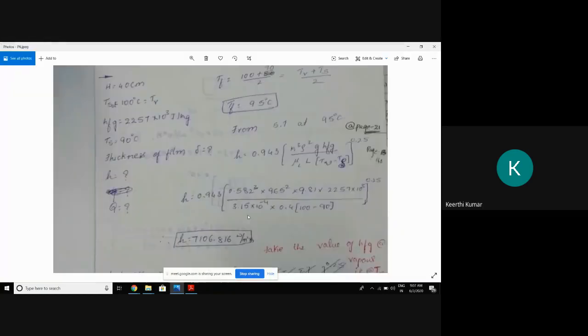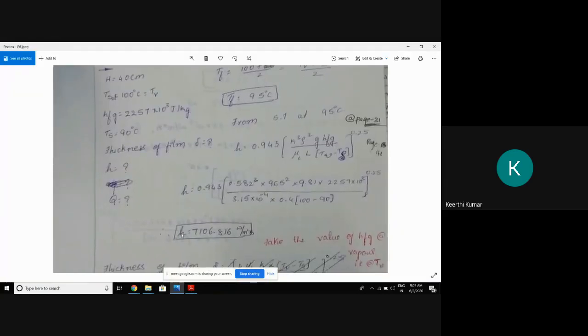Next, 0.943, the mu of liquid, length of the plate. In the previous problem, we had assumed it as 1. But now he has given 40 centimeter. Convert that to meter, 0.4 meters. TV is 100, TS is 90, to the power of 0.25. If I substitute and simplify, you'll get the value of H as 7106.81 watt per meter square Kelvin. The value of H is finished.